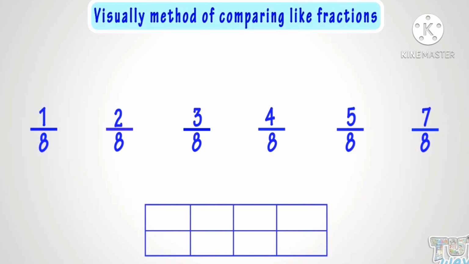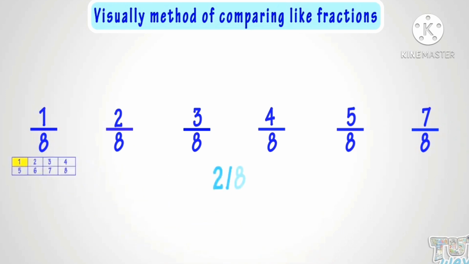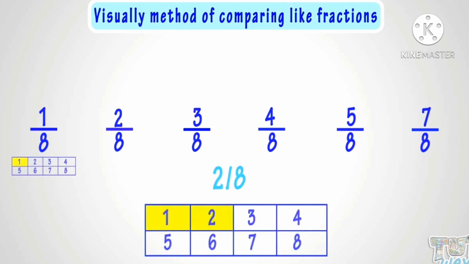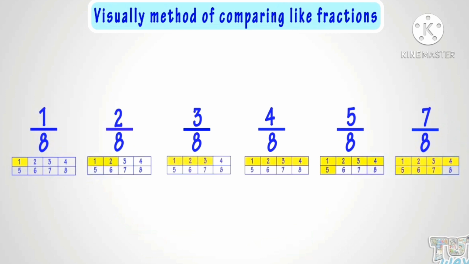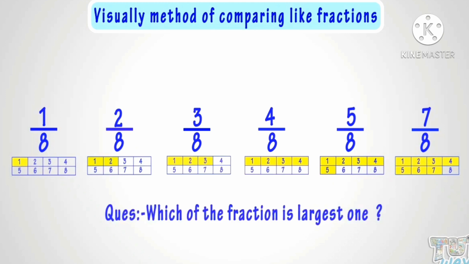Here there are 8 parts in the rectangle, and if we want to represent 1 by 8, then one part should be shaded. So 1 by 8 is represented as following. Now let us represent the next fraction 2 by 8. Here 2 parts are shaded. So in this way we can represent all the fractions using the diagrams. Now let us see which is the largest fraction and which is the smallest fraction.